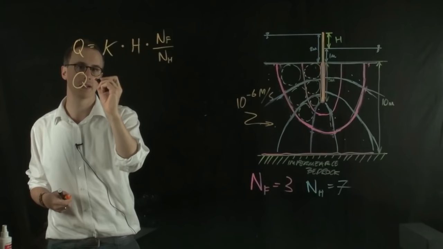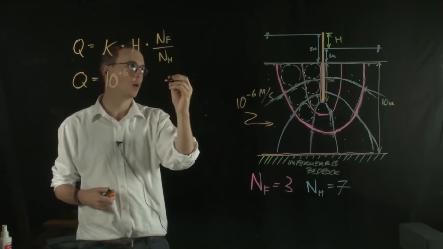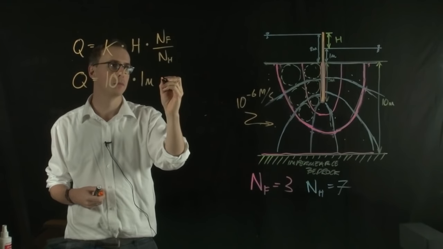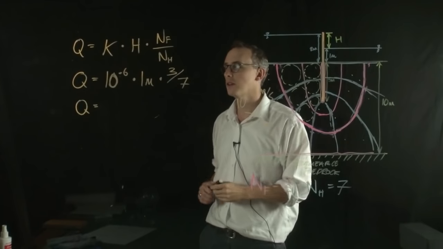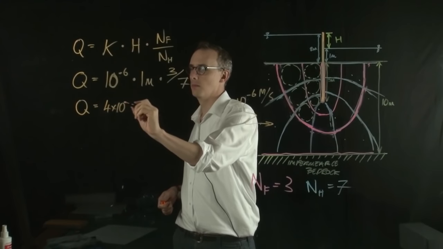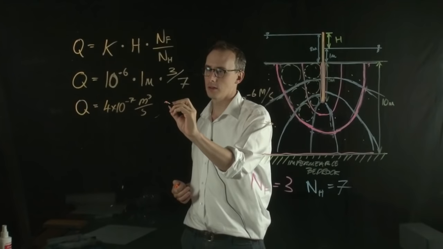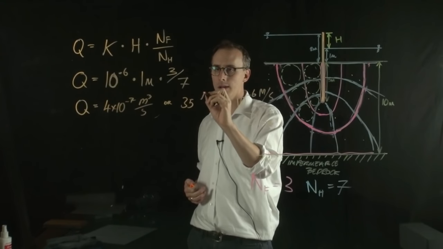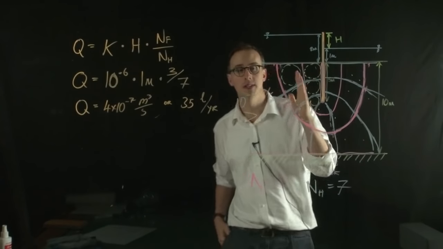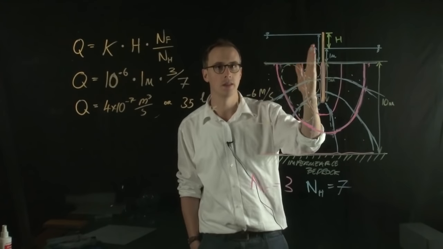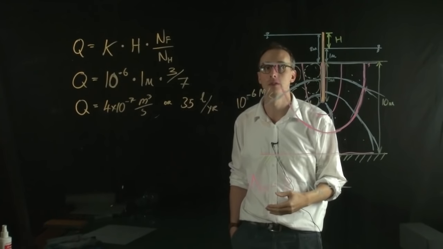So in this situation, it would be Q equals 10 to the minus 6 multiplied by 1 meter multiplied by 3 over 7, which equals roughly around 4 times 10 to the minus 7 meters cubed per second, which equals roughly around 35 liters per year. And that's for every meter of retaining wall. So for every meter in the Z direction, in and out of the board here, we have 35 liters of flow per year.